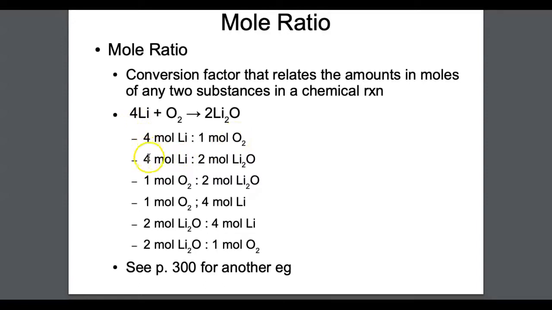We have 4 moles of lithium and 2 moles of lithium oxide. So it's a 4-to-2 relationship, or a 2-to-1 relationship. So we can write a mole ratio. We can compare the coefficients for all of these substances, and we can have a total of 6 ratios for a 3-compound reaction. We would have 12 ratios if it was a 4-compound reaction. So see page 300 for another example.